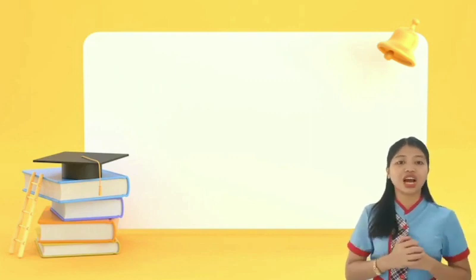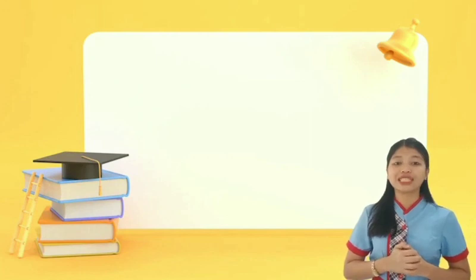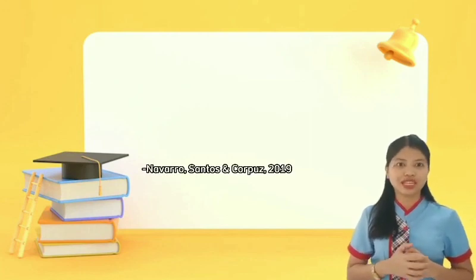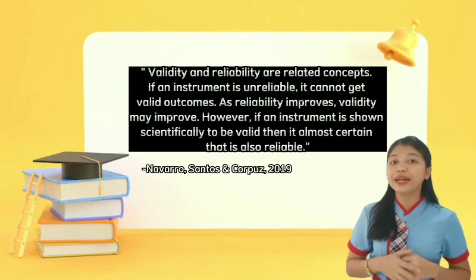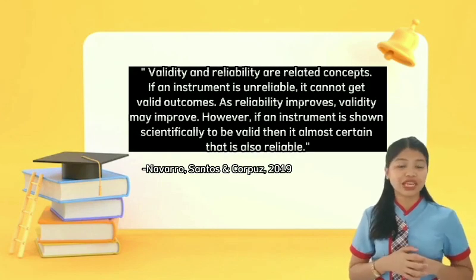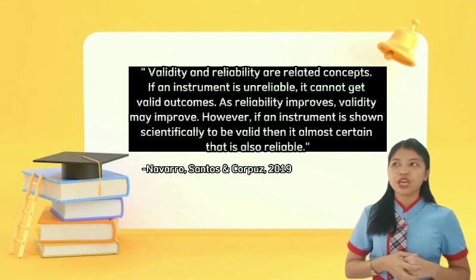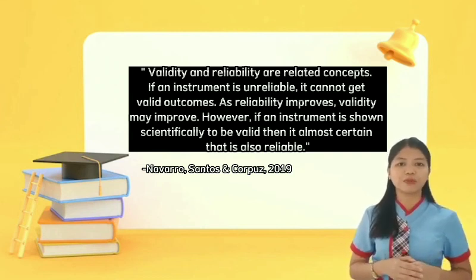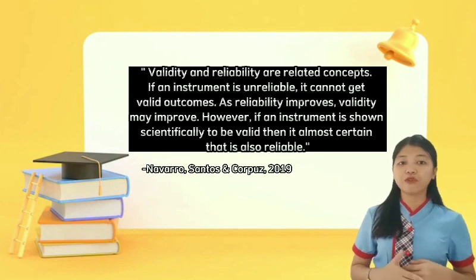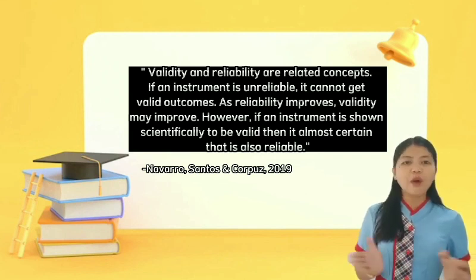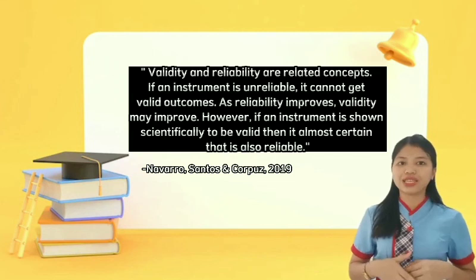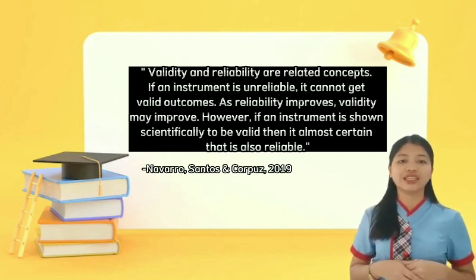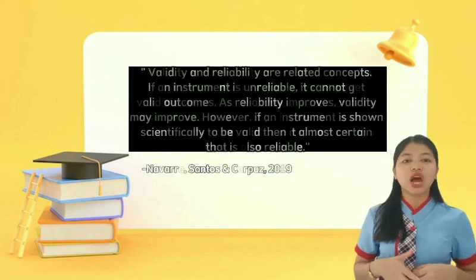So before I end this discussion, I just want to share a statement from Navarro, Santos, and Corpus in 2018 that validity and reliability are related concepts. If an instrument is unreliable, it cannot get valid outcomes. As reliability improves, validity may improve. However, if an instrument is shown scientifically to be valid, then it is most certain that it's also reliable.